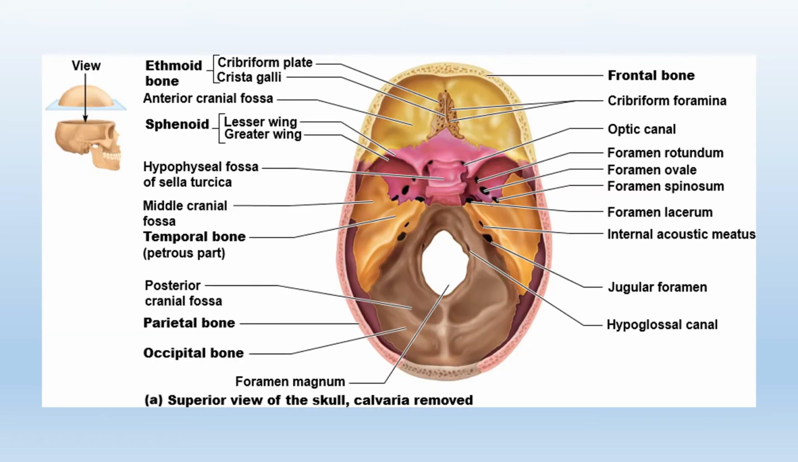Now we are looking at a superior view, so if you are looking down on someone's head with the top of the head and the brain removed. Again, everything in orange is the temporal bone. From this view now, you are still able to see the jugular foramen, and you are also able to identify the internal acoustic meatus.